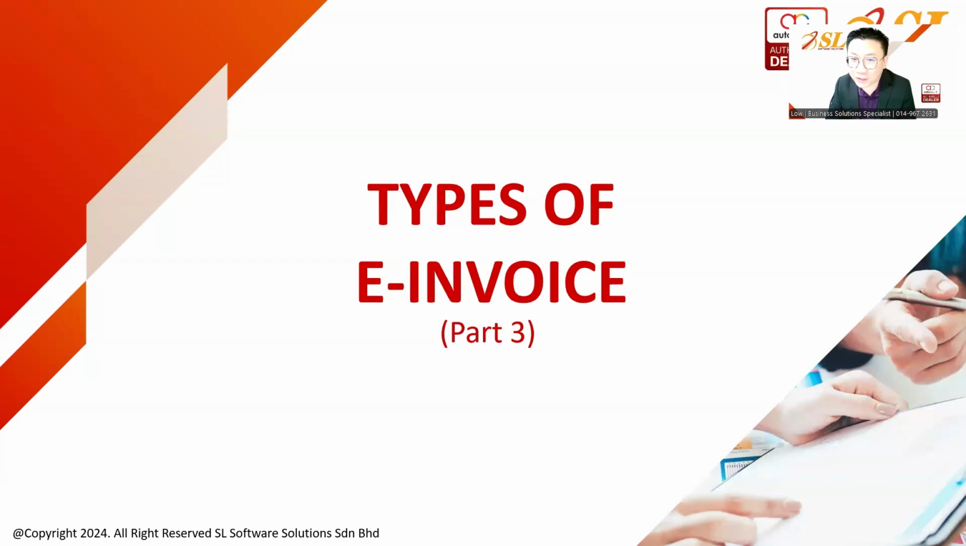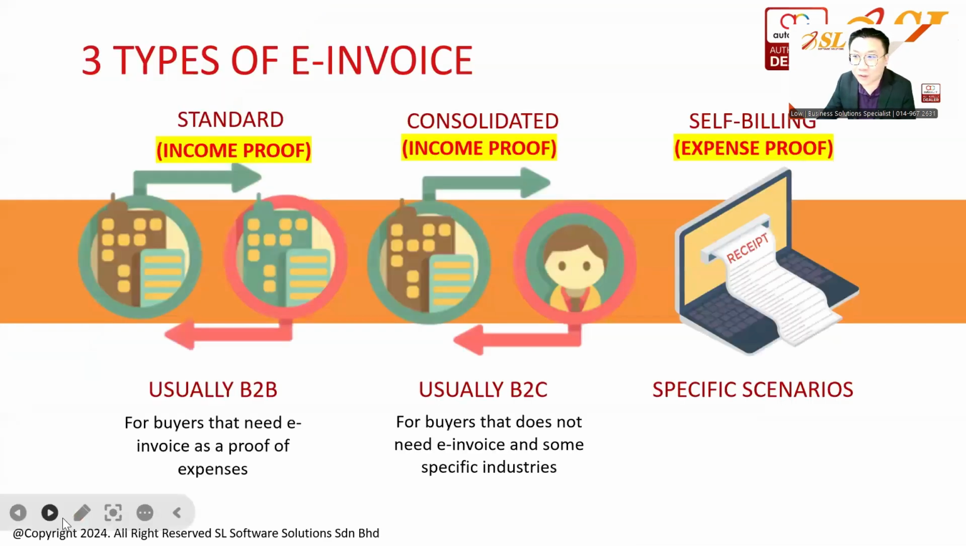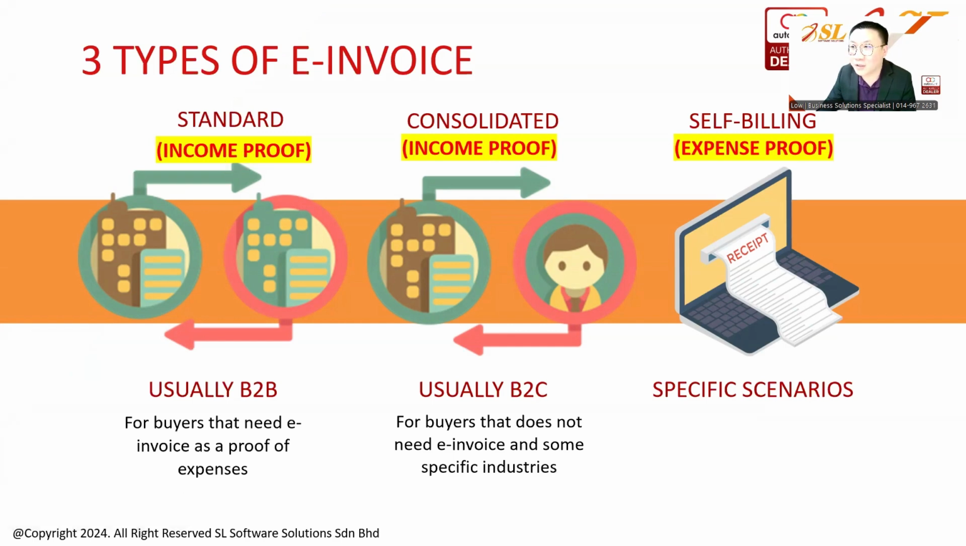Okay, in Malaysia, we only take 3 types of e-invoicing. 2 types are to prove our income, and the last one is to prove our expenses. So standard invoice is to prove our income. So what is standard invoice? Standard invoice is the step 1 until 6. Just now I already explained the 6 steps.